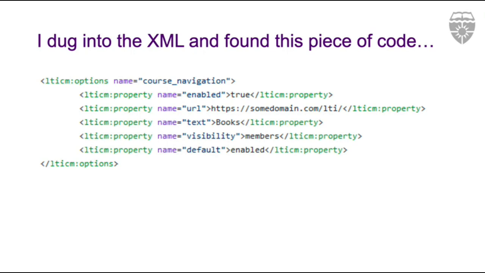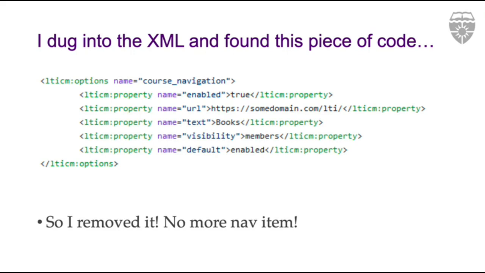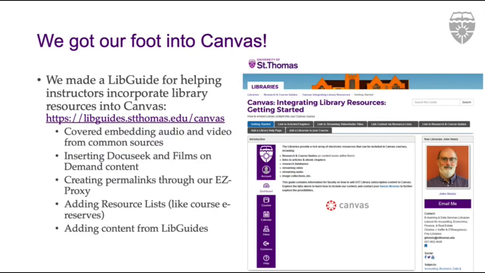And we could go in, and I actually just deleted it. I don't know that I could really figure out which enabled actually meant. I just deleted it, and it worked. So we got things into the navigation menus. And we'll get into this a little bit more later. So I removed it, and there was no nav item. So we got our foot into Canvas.